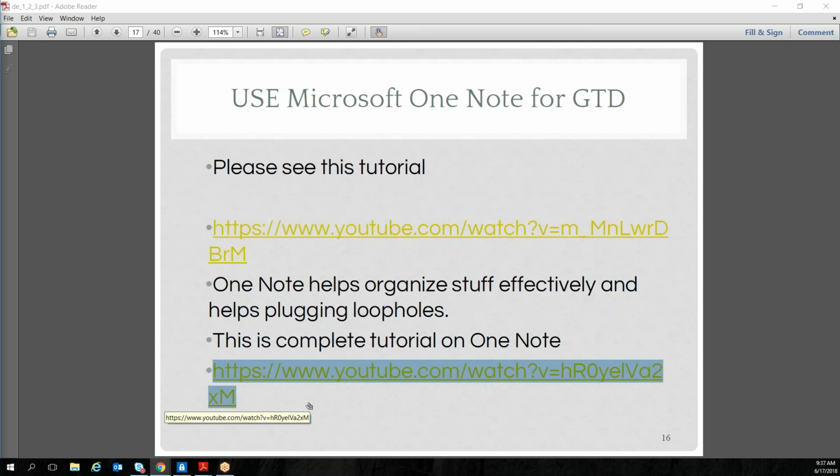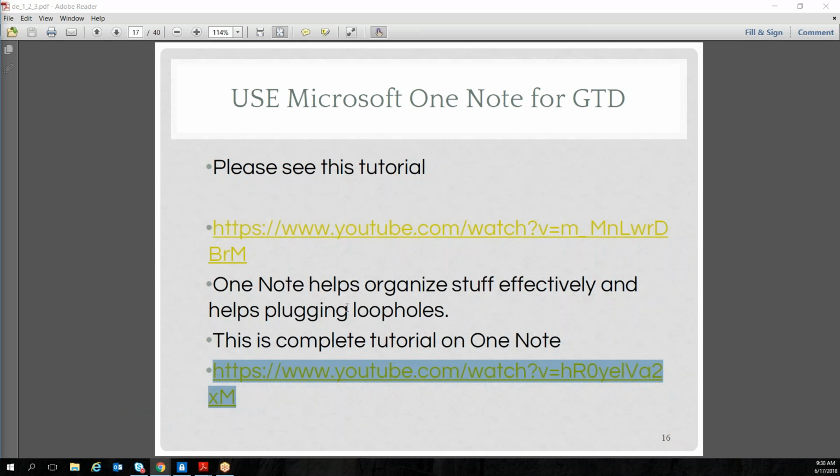There is another link which gives you the complete tutorial on OneNote. I have pasted that link in the slides itself. So you can refer to the link to understand Microsoft OneNote in a better way. Make sense? Yes, sir.